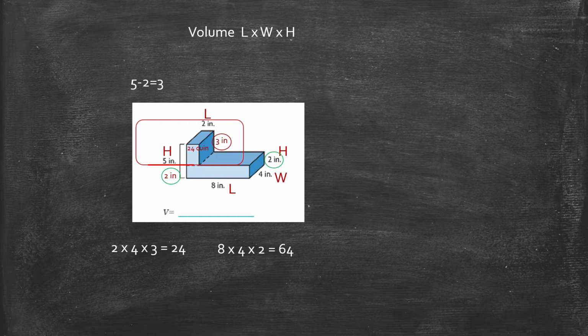Now to find the whole volume for this composite figure, we have to add those two together. So 24 plus 64 is going to give us 88. Remember, cubic units, and our unit is inches. So 88 cubic inches. Okay, that's how you break that problem down.